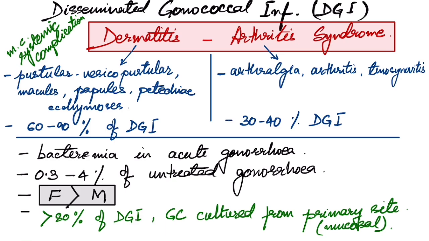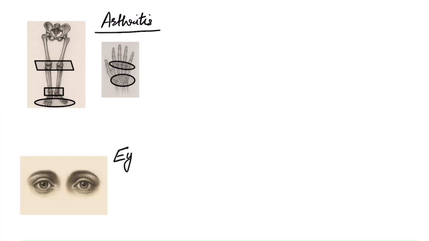So this was about dermatitis arthritis syndrome. There are other presentations of disseminated gonococcal infection. The first is arthritis. The patient only presents with the arthritis part, and the most common joints that are involved are the knee joint, the ankle joint and the small joints of the feet. In hands, the wrist and the metacarpophalangeal joints are involved. Next, we can see conjunctivitis and iritis, sometimes iritis, as in eyes.